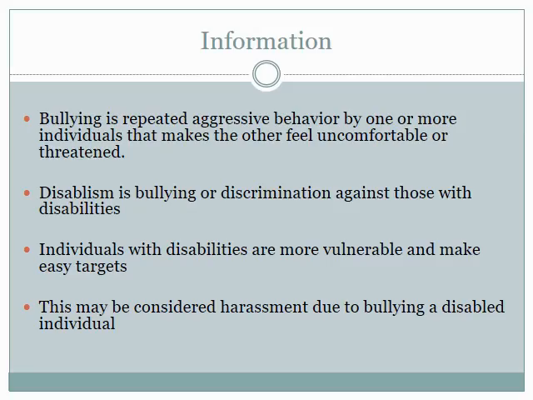So bullying, by definition, is repeated aggressive behavior by one or more individuals that makes the other feel uncomfortable or threatened. And bullying can happen at pretty much any stage in a person's life. The elderly can be abused, middle-aged people can be abused, teenagers and children can all be bullied. There's a special term that I found online, one that I was not familiar with, disableism, which is bullying or discrimination against those with disabilities.